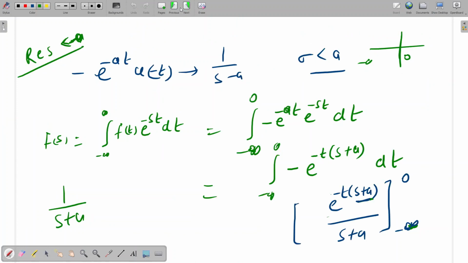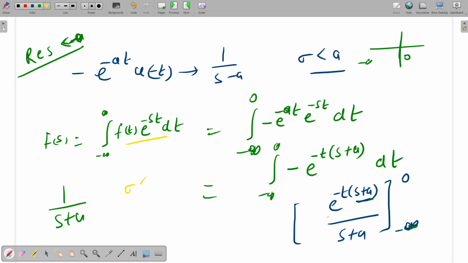Okay, maybe some mistake I'm doing actually in the integral. One second. Integral from minus infinity to 0 of f(t) e to the power minus st dt, minus e to the power minus at e to the power minus st. That minus t will take common. It is minus t into s plus a.